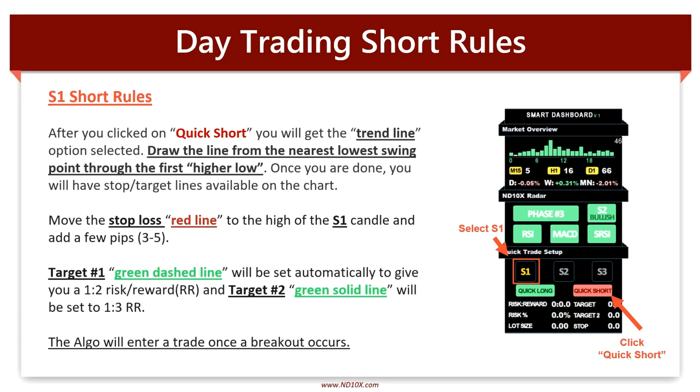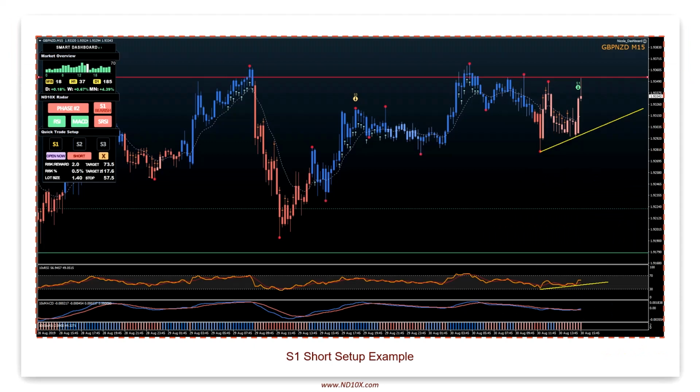Move the stop loss, the red line, to the high of the S1 candle and add a few pips. 3 to 5 pips will be enough. Target 1, the green dashed line, will be set automatically to give you a 1 to 2 risk reward, and target 2, the green solid line, will be set to 1 to 3. The algo will enter a trade once a breakout occurs.